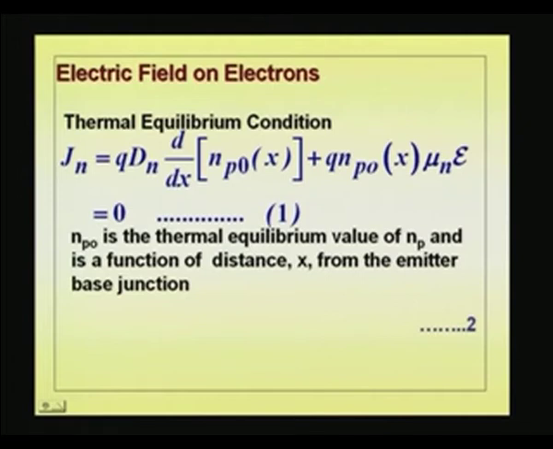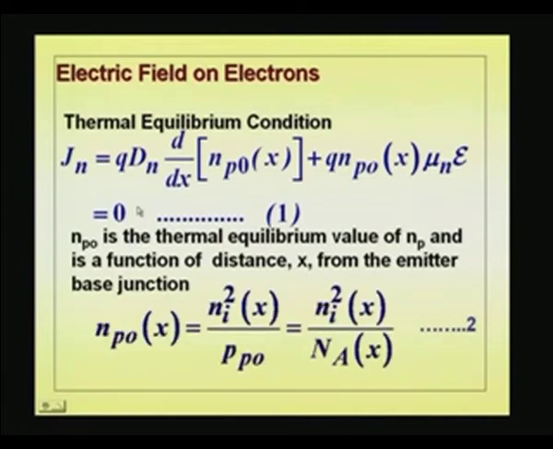Very simple equation. Instead of writing the current as due to diffusion alone, since you know that if there is an electric field, you have to write diffusion current and drift current: q Dn dn/dx. I am writing this equation at thermal equilibrium, no bias, you are not applying any bias. And so, n I am putting as Np0, thermal equilibrium, and it is a function of x. Plus q Np0 mu n times E, where E is the electric field, that should be equal to 0, no electron current transport under thermal equilibrium conditions.